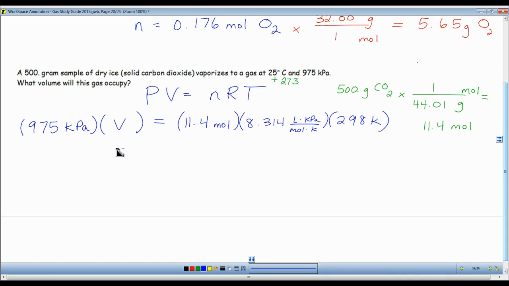But now this is plug and chug, right? Now I can handle this. Okay, so let's combine my 11.4 times 8.314 times 298, and then we'll divide both sides by the 975. Got it. Oh, let's see here. Maybe 3 sig figs. Most of my data has about 3. It's like 28.96. Let's go 29.0.